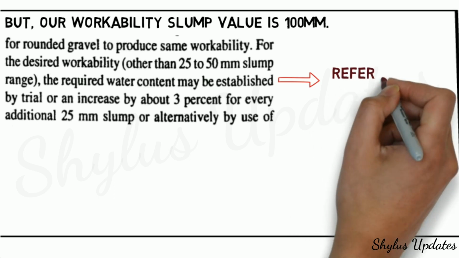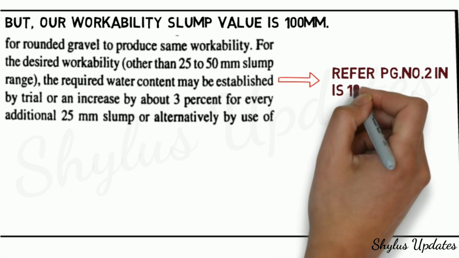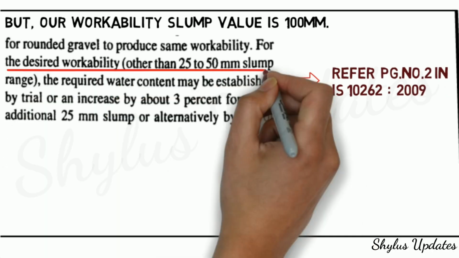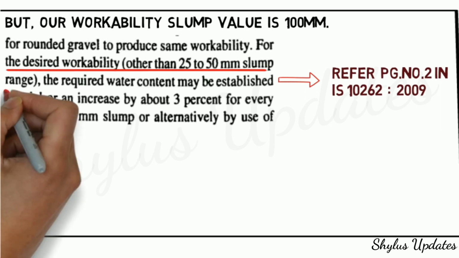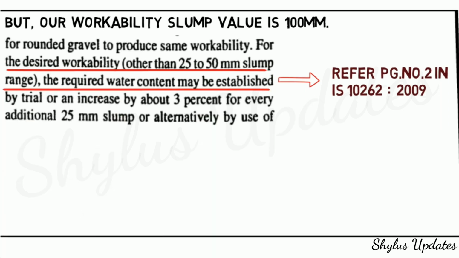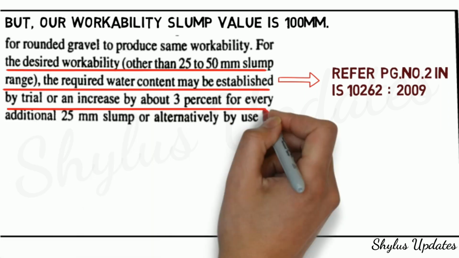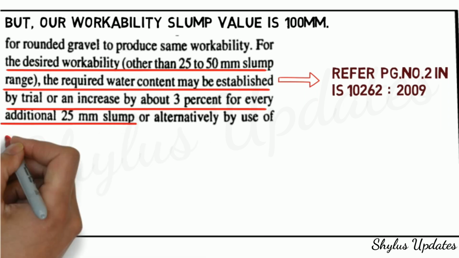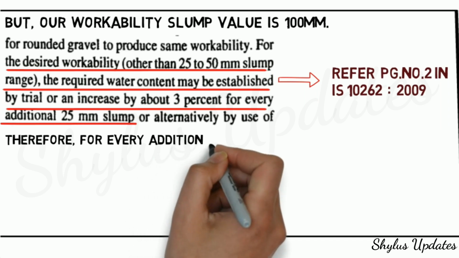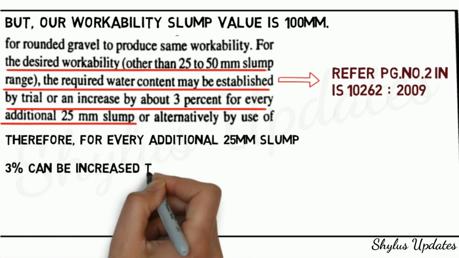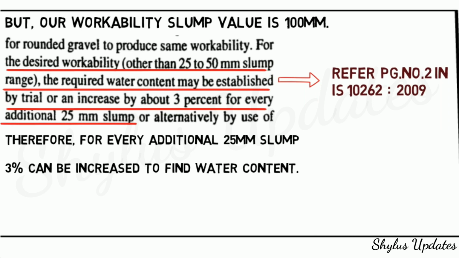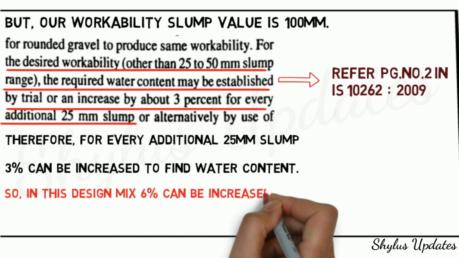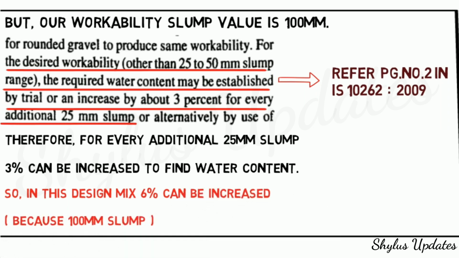Now refer page number 2 in IS 10262-2009. In that, for the desired workability other than 25 to 50 mm slump range, the required water content may be established by trial or an increase by about 3% for every additional 25 mm slump. Therefore, for every additional 25 mm slump, 3% can be increased to find water content. So, in this design mix, 6% can be increased because 100 mm is our slump value.